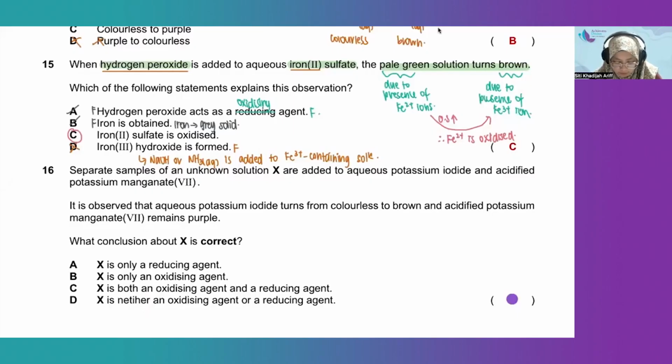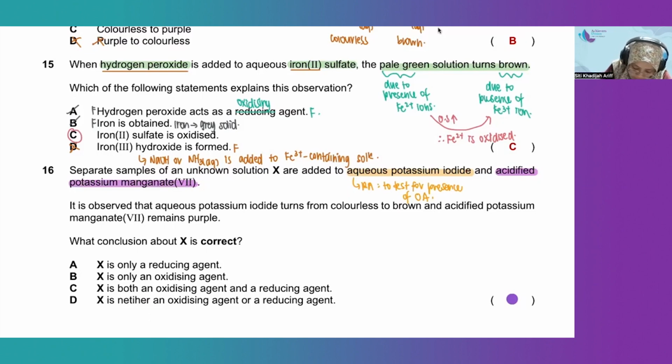Question 16. Separate samples of an unknown solution X are added to aqueous potassium iodide and acidified potassium manganate 7. So hold on there. Now, aqueous potassium iodide, students are expected to know that this is a reducing agent. It is used to test for presence of oxidizing agent. All right, and the other substance is acidified potassium manganate 7. Okay, this is an oxidizing agent.